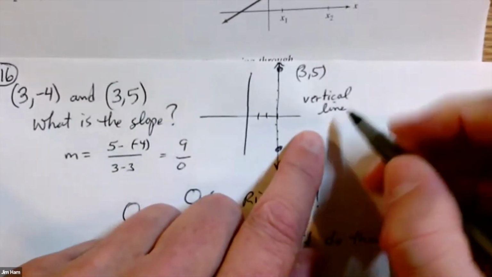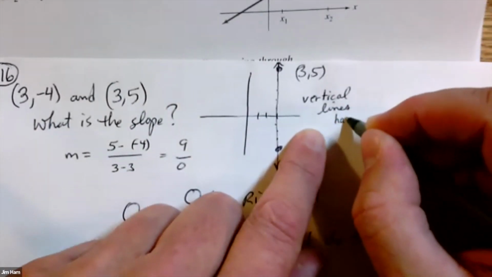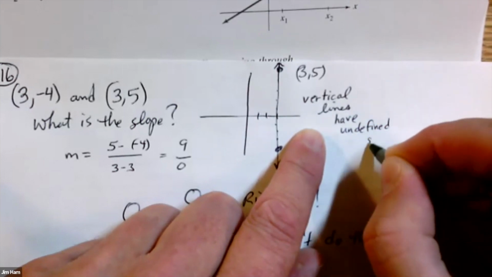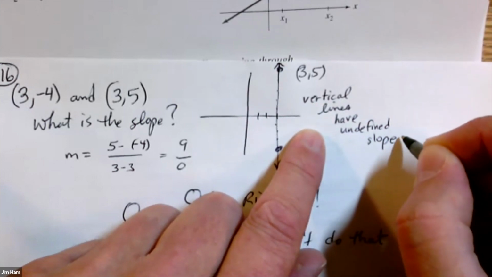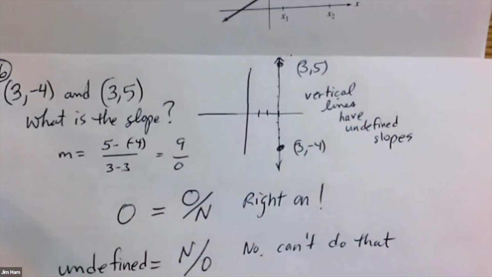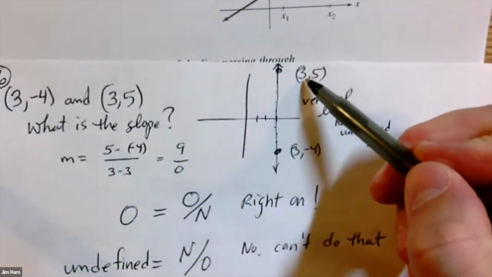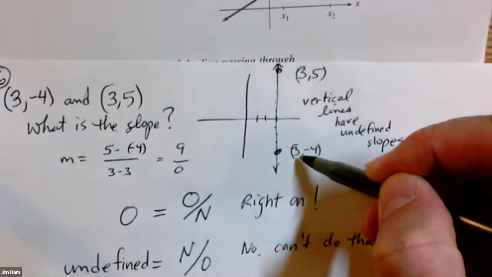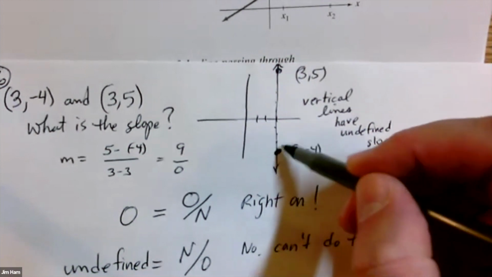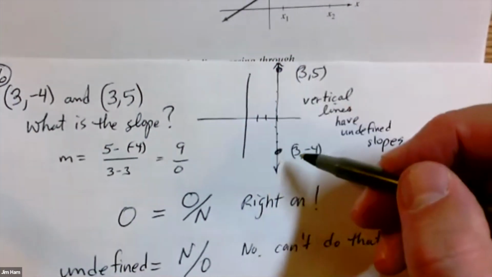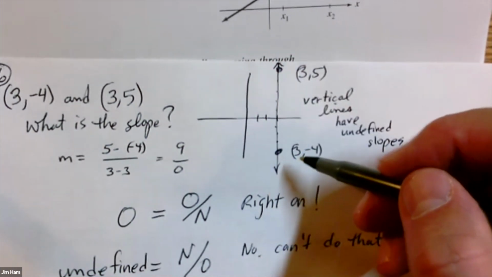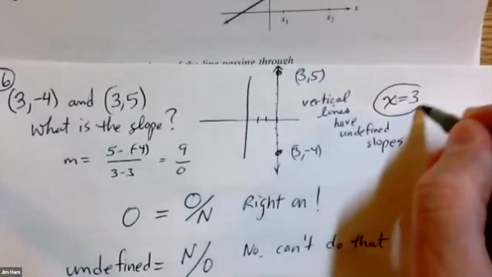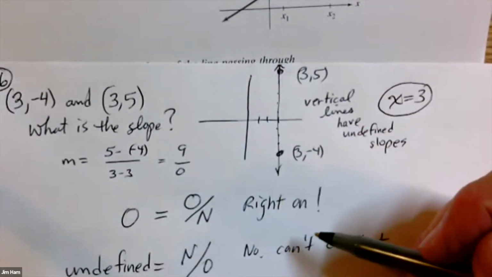So we will say vertical lines have undefined slopes. There's certainly legal lines to draw, right? It's just that their slope is undefined. And you'll notice that the x-coordinate of this point is 3, and the x-coordinate of this point is 3, and every other point that falls on the line is going to have an x-coordinate equal to 3. So just for short, let's just say x is equal to 3. And this turns out to be the equation of that line, x equals 3.